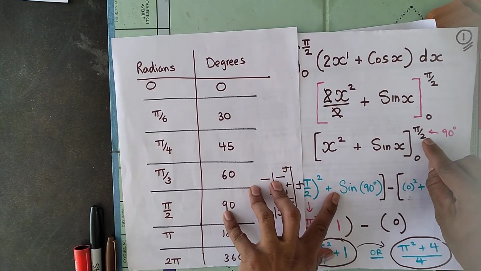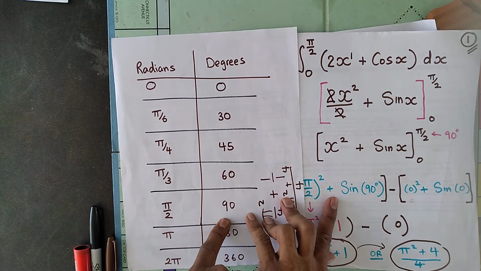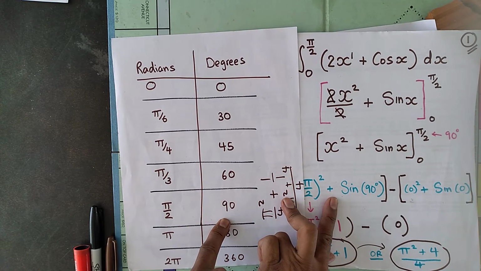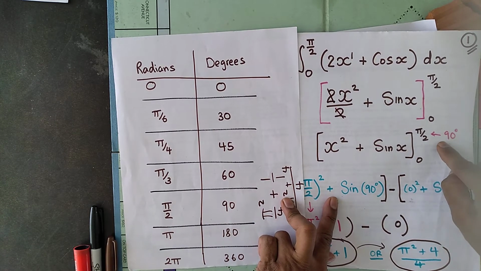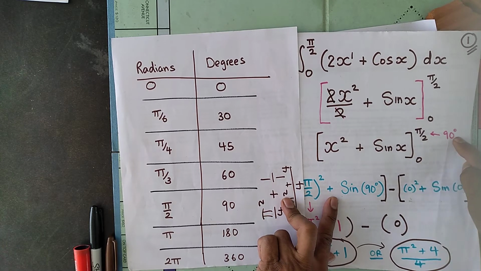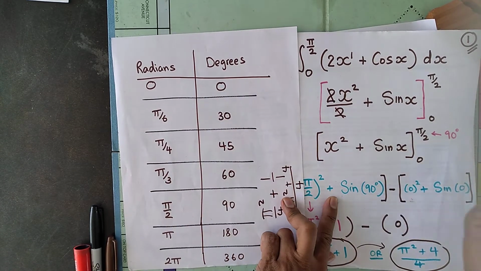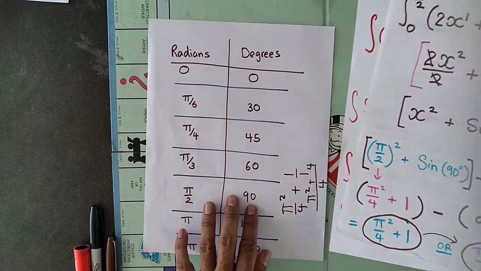Remember, pi on 2, let me look for it, is the same thing as how many degrees? 90 degrees, okay? It's the same exact thing as 90 degrees. So I kind of put it here to remind myself, pi on 2 is the radians and 90 degrees is the equivalent in degrees. 0 in radians and degrees is the same exact thing.